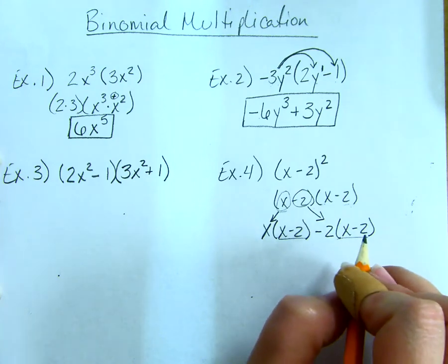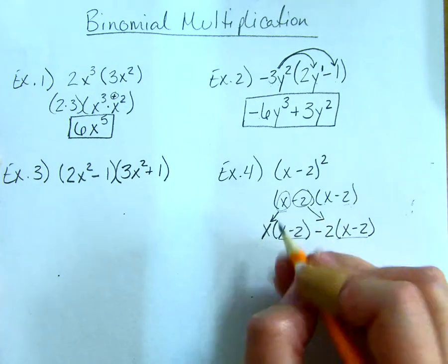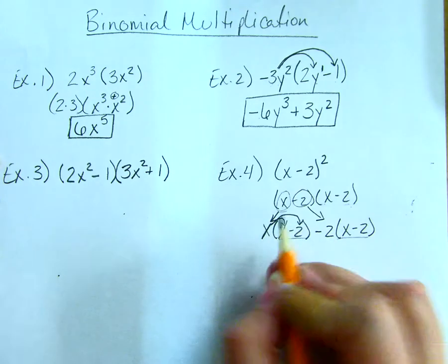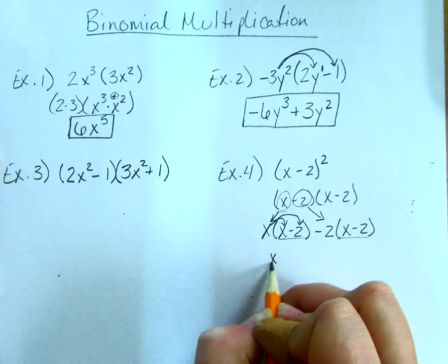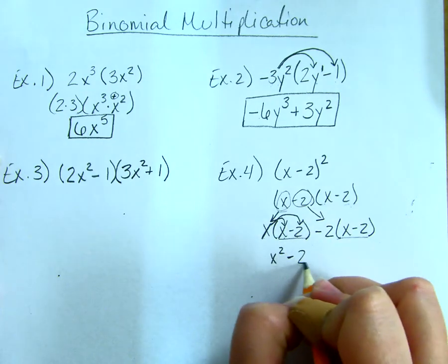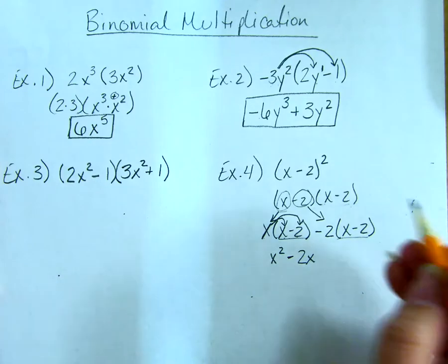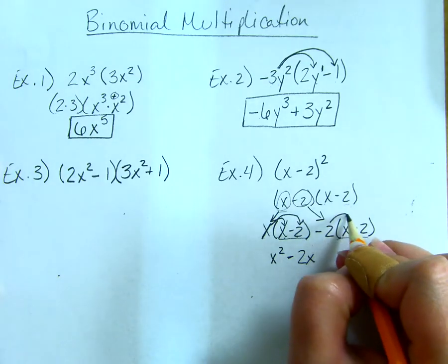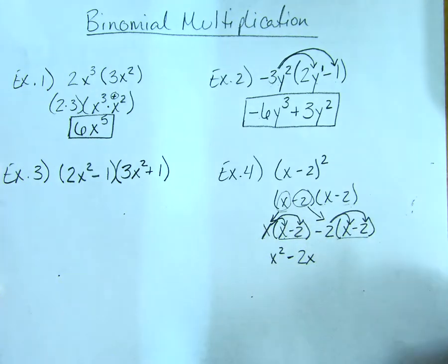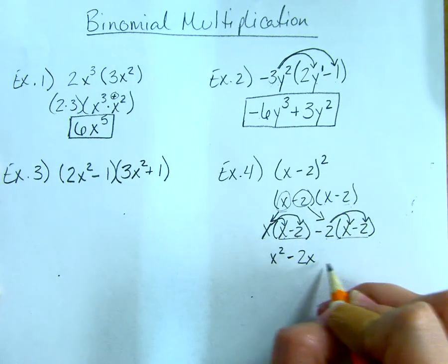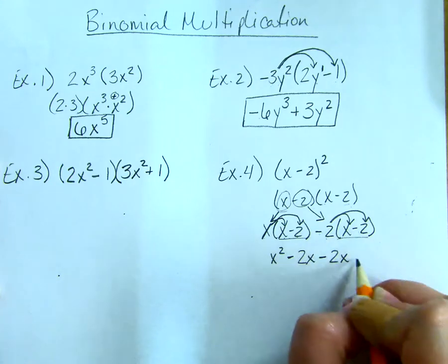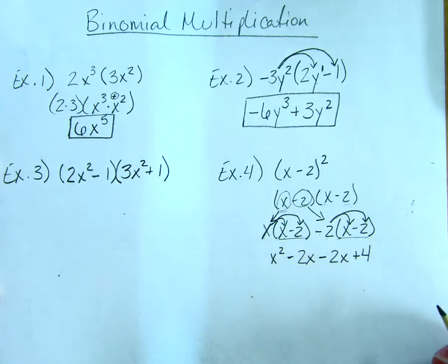Now all I have to do is distribute. I can distribute x times x and x times negative 2. Well, x times x is x squared, and x times negative 2 is negative 2x. Then over here I can distribute negative 2 times x and negative 2 times negative 2. Well, negative 2 times x is a negative 2x, and negative 2 times negative 2 is a positive 4.